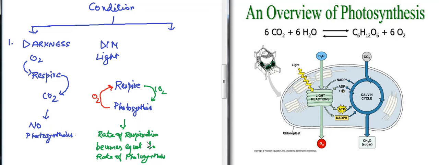A compensation point is a situation, a condition in which the rate of respiration becomes equal to the rate of photosynthesis. Now, suppose a bright light is there.